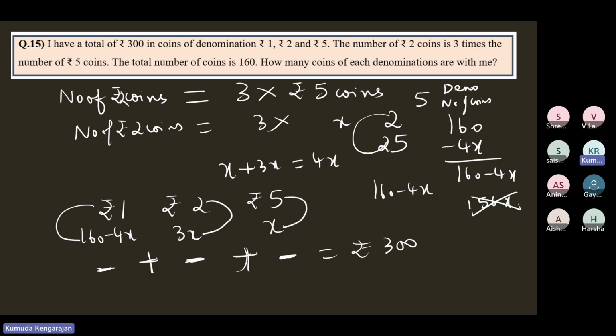So 5 rupee coins, you have 3. You have 3 five rupee coins. So the value of all the 5 rupee coins is 15 rupees.